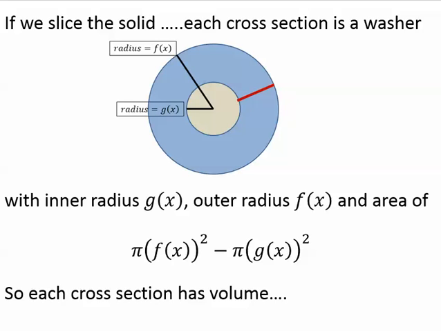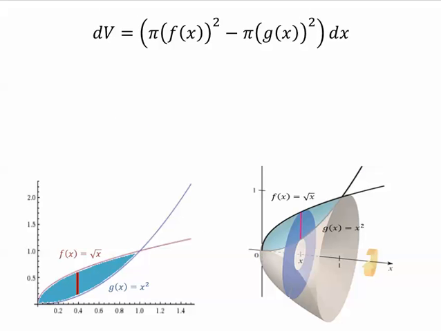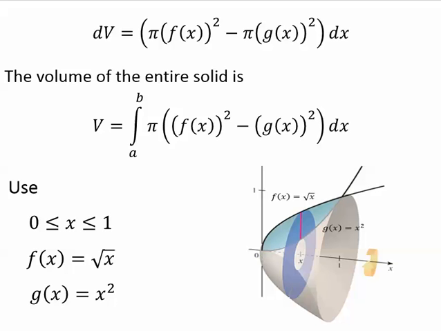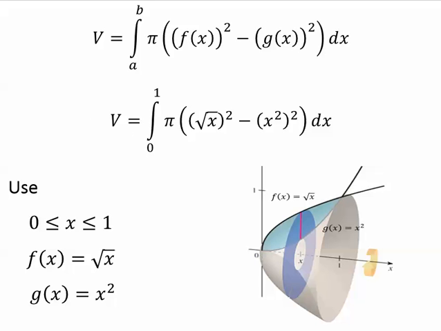Take that area and multiply it by dx, and you get the volume of the cross section. Then, if you add up all the washers, then you get the volume of the entire solid. In our example, x is running from 0 to 1. f is the square root of x, and g is x squared. So set up your integral, and this is what you get.